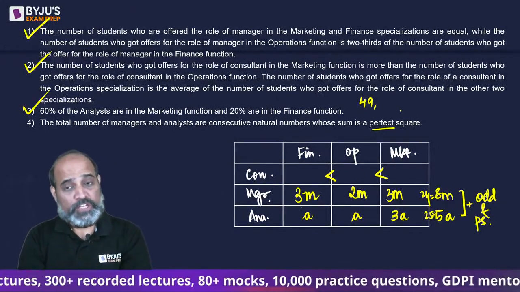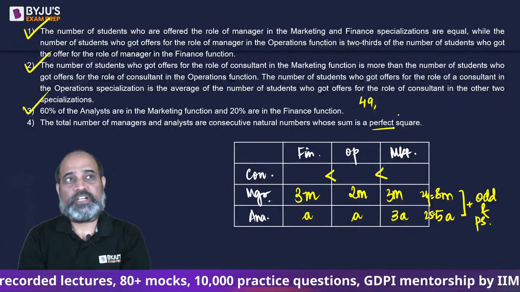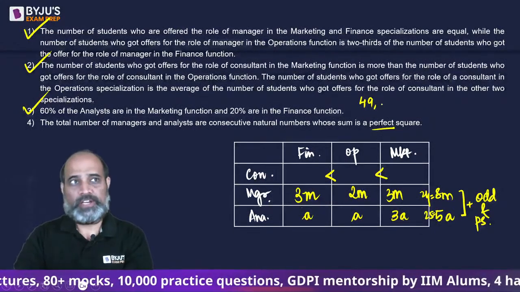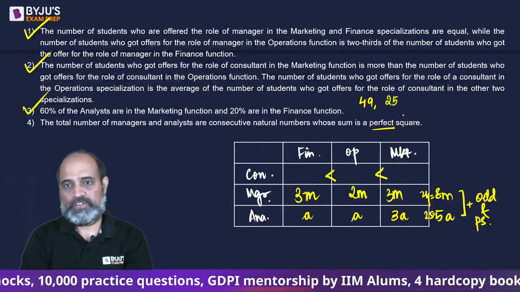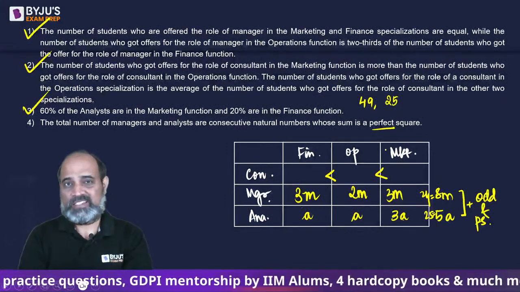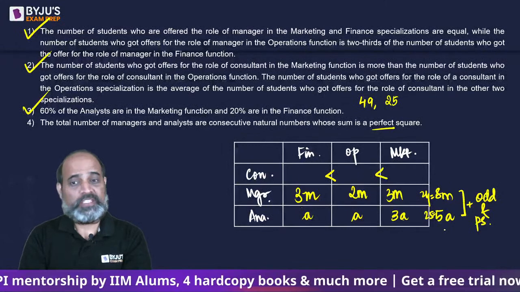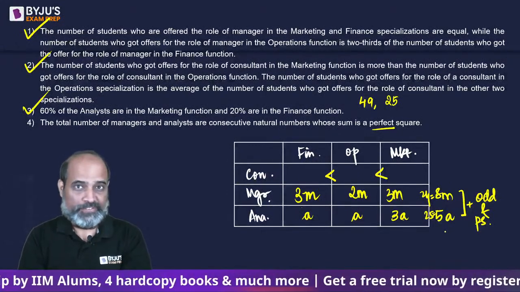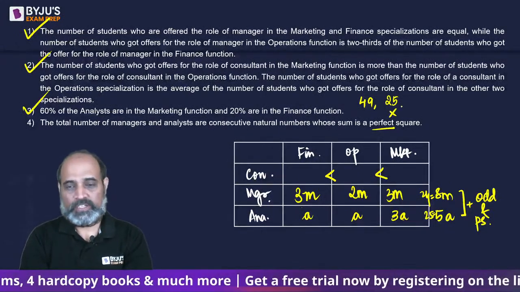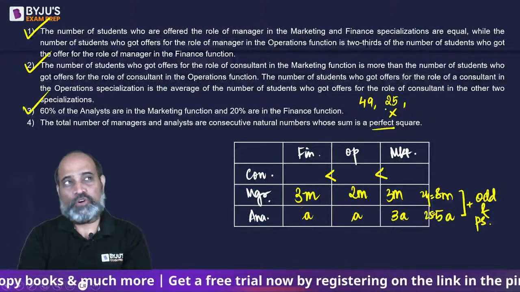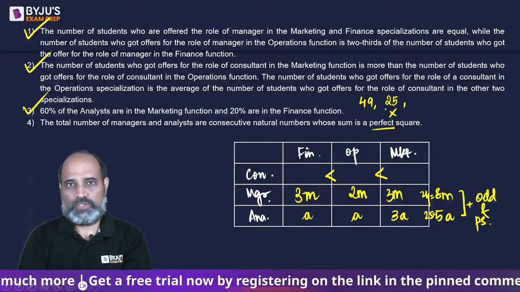The next perfect square, which is odd, less than 49: this is 7 square, 6 square, ignore, 5 square. So this is 25. 25 can be written as the sum of two consecutive numbers, which are 12 and 13. Now 12 and 13, none of them are in the table of 5. So this won't work. This is 5 square. 4 square you can skip, after that we come to 3 square, 9.